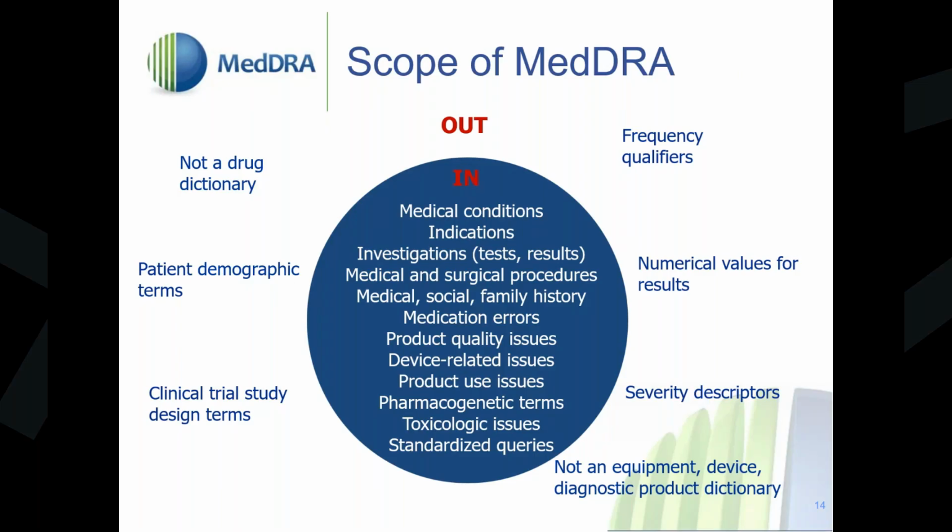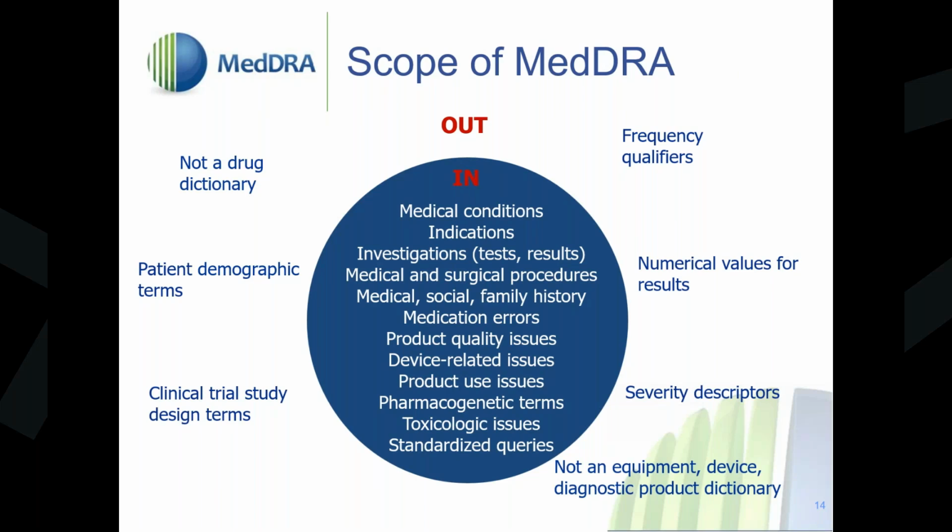What MedDRA is scoped for within the blue circle is standardizing and summarizing terms that are classified as medical terms, health-related terms. So think of signs, symptoms, diseases, diagnosis, therapeutic indications, names of results, names of investigations, names of scans, qualitative results, like we said, of investigations or scans, surgeries, medical procedures, medical history, social history, family history, medication errors, product quality terms. All of these are within the scope of MedDRA.